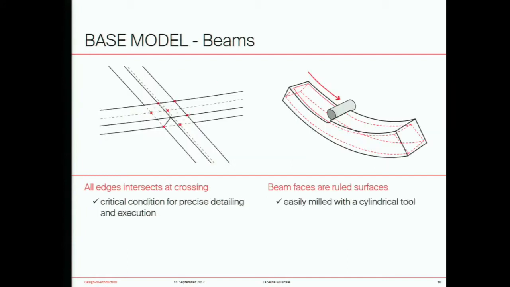And doing so, we ensure that all the edges intersect at the crossings, which is a critical condition for precise detailing and execution. And we also ensure that the beam's faces are ruled surfaces, which means they can be easily milled with a cylindrical tool. So in this respect, we already anticipate the detailing work and the fabrication.